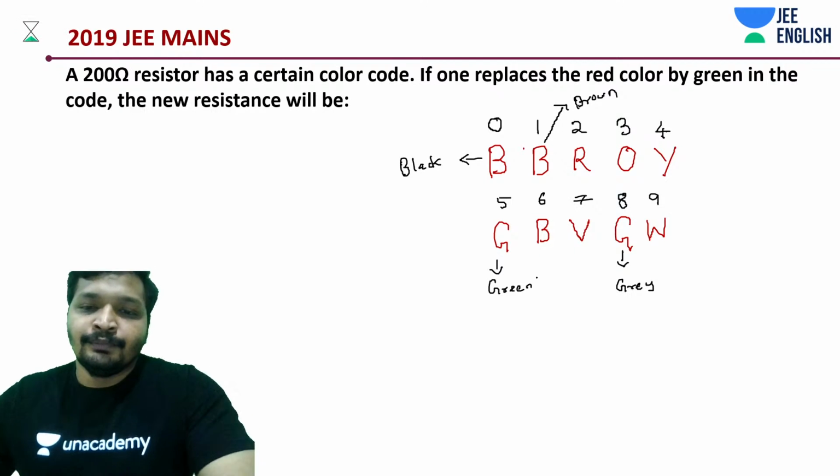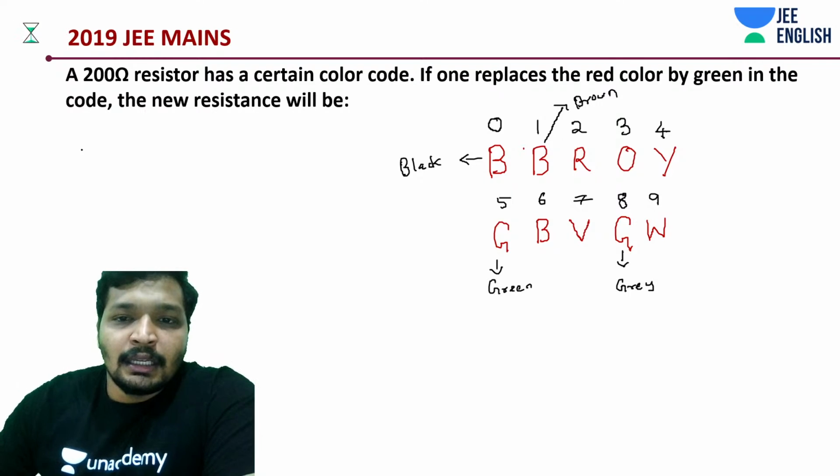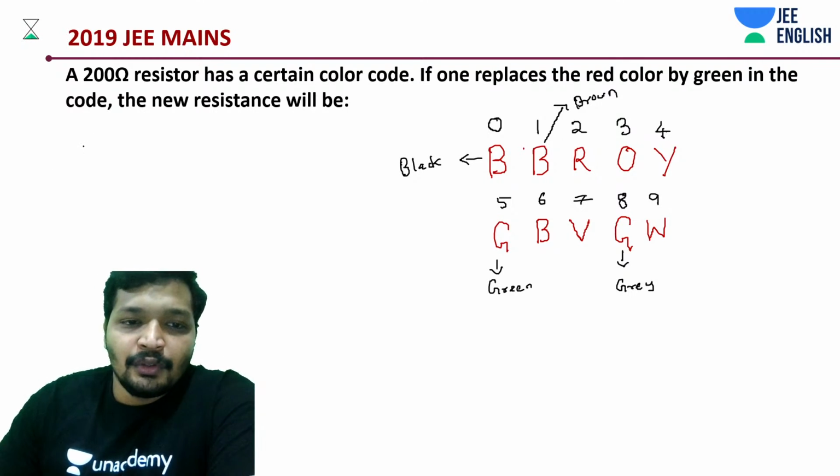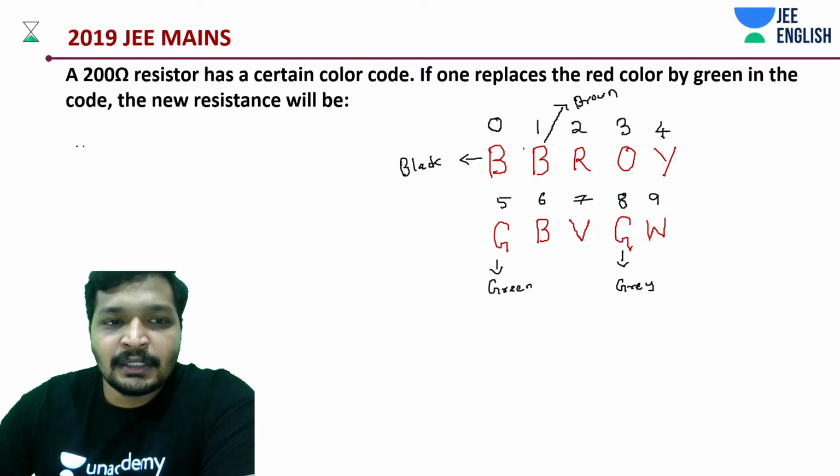Now, if a color code is given to you, let's say you have something like 200 ohms. This is the color code that you need to keep aside.